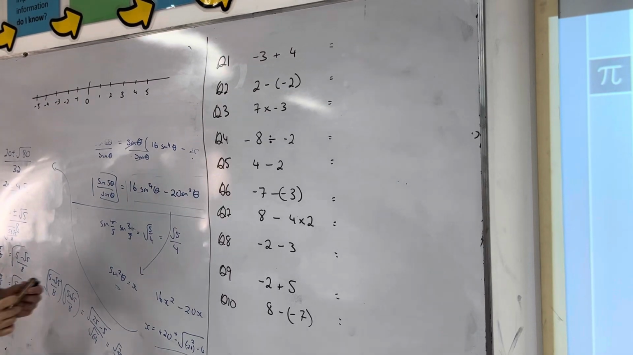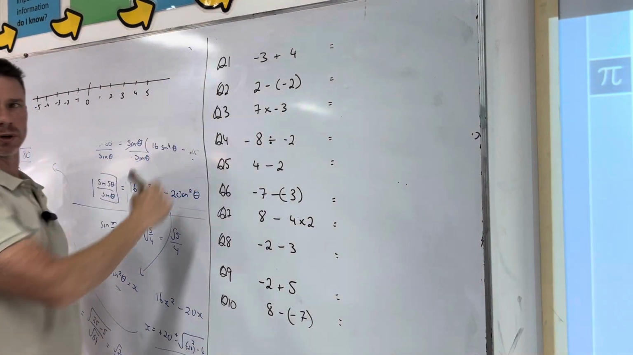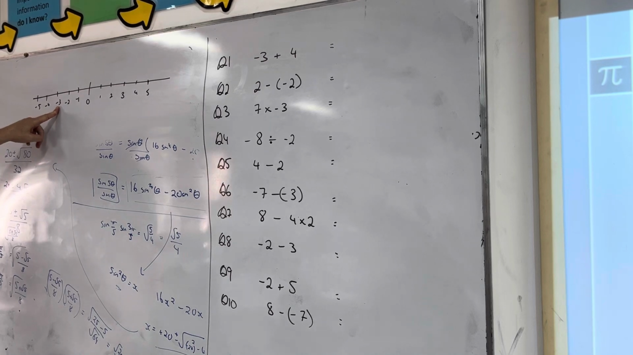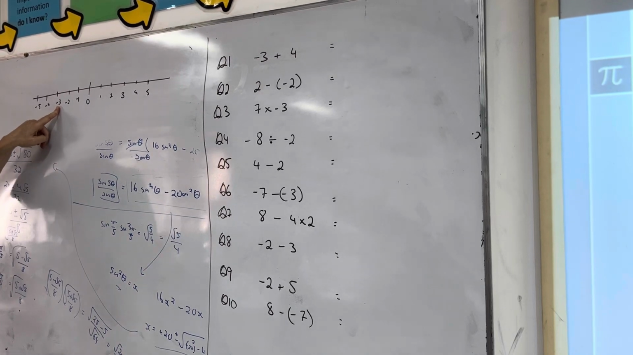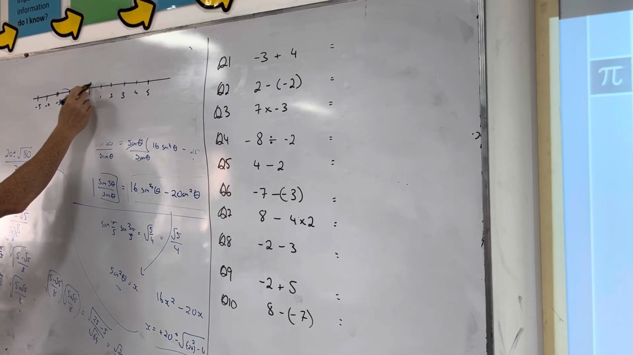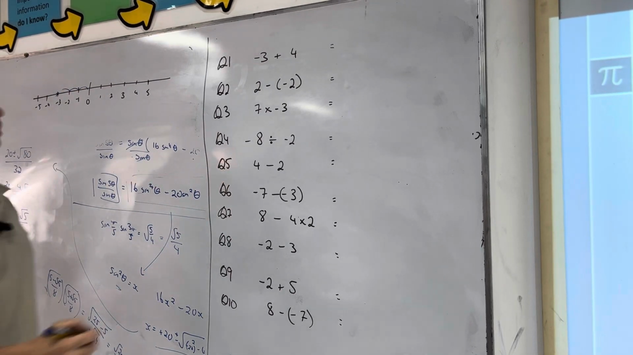So this first number you see here is always the starting point. So that's a negative 3. So we're starting here, and we're going to add 4. So adding, if I start here and I add 4, I have to go this direction. So I end up at 1, positive 1.